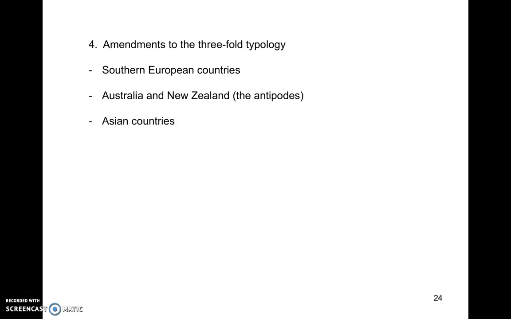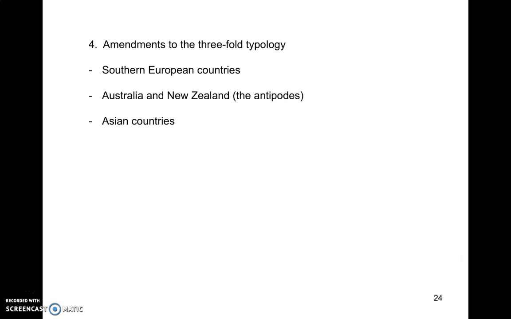The Asian countries also form a separate type, sharing a strong orientation towards productivity. In these countries, the state is not a counterpart to the market, as it was in Europe. But state and market operate in tandem in order to improve productivity.